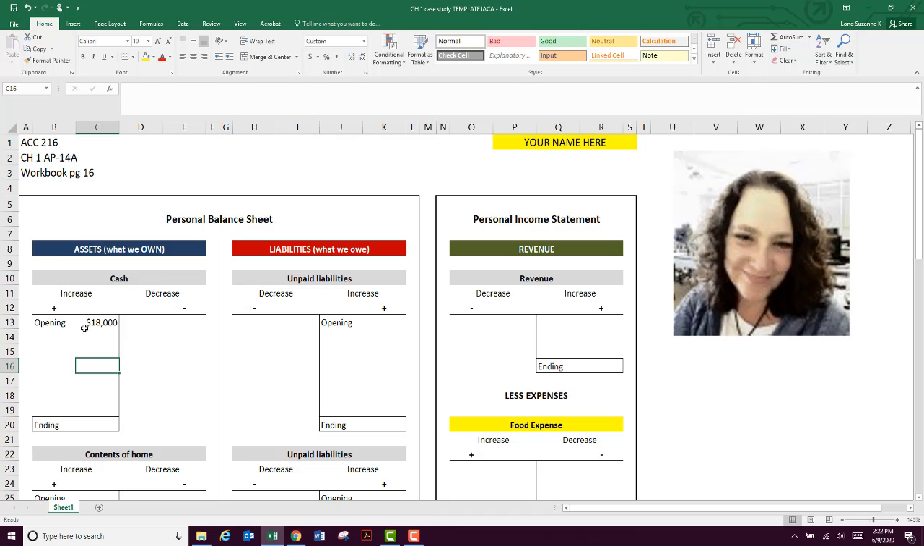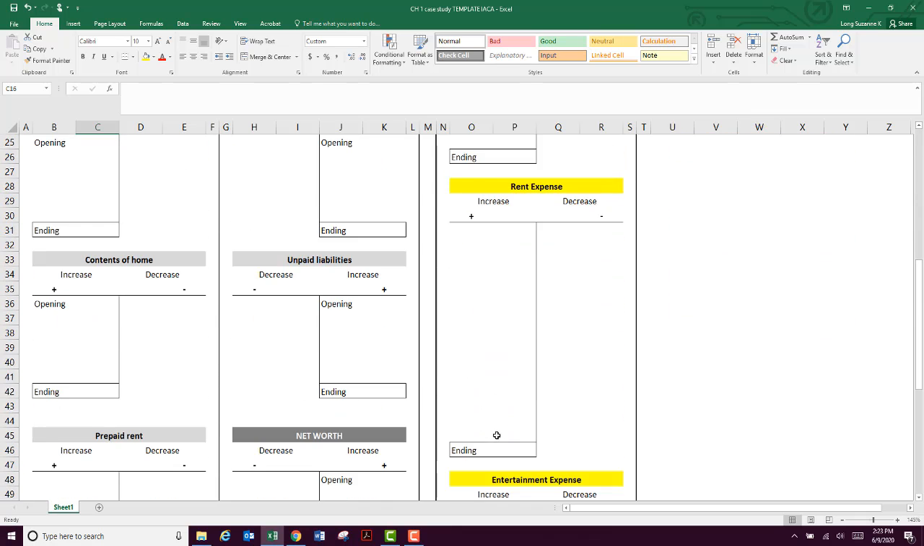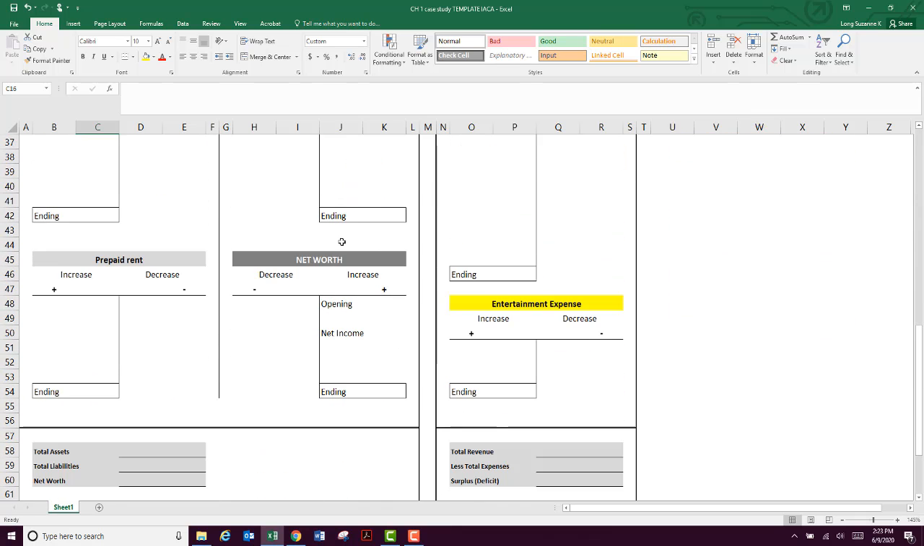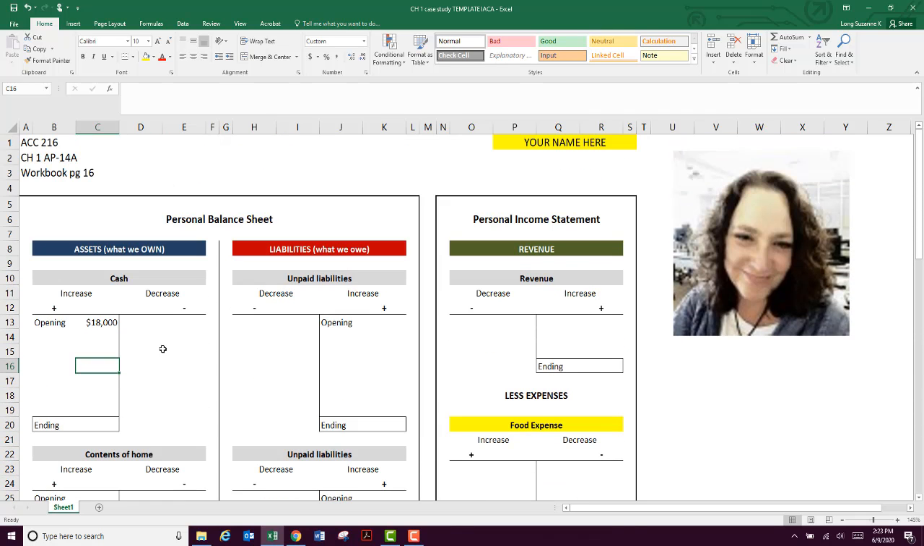So assets left side, liabilities right side. And then here we've got revenue right side, expenses left side. And as we get going, and we don't see a whole lot of this in Chapter 1, this net worth is going to be called capital when we get to a business, and it's a right side account. And then there's going to be an owner withdrawal account, and that's going to be a left side account. So this whole net worth equity section, we're going to do more and more with that as we get going with the class.